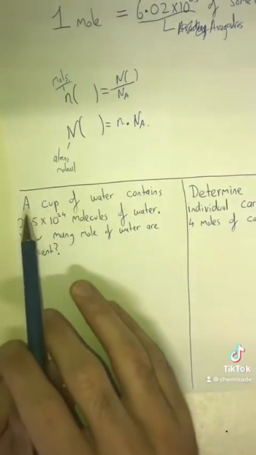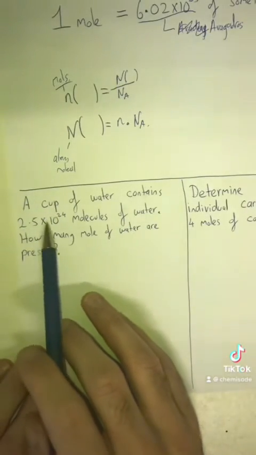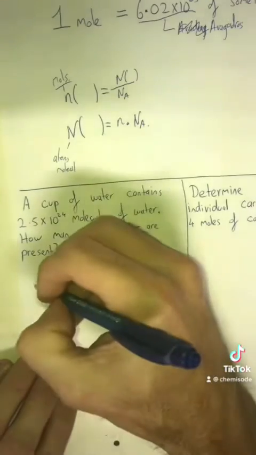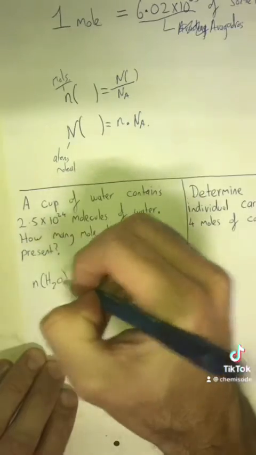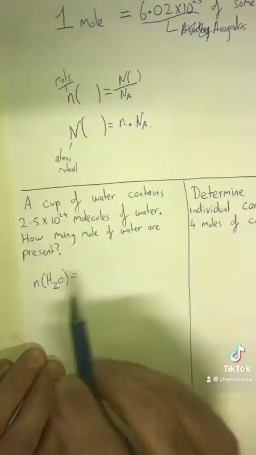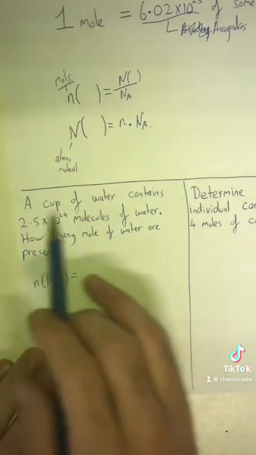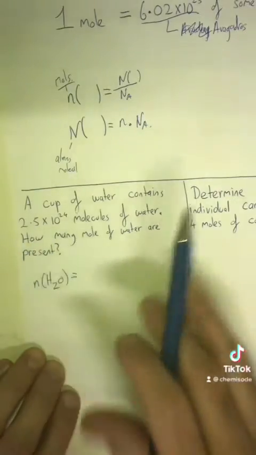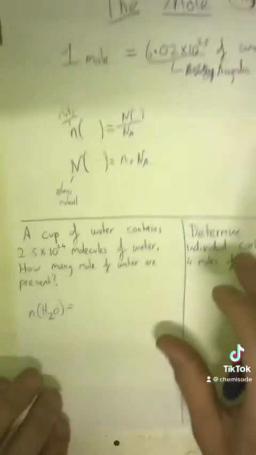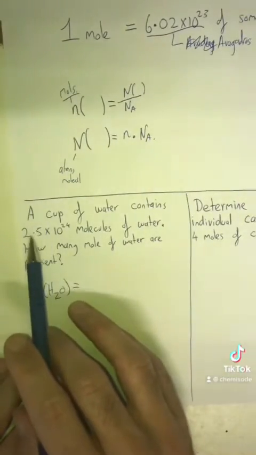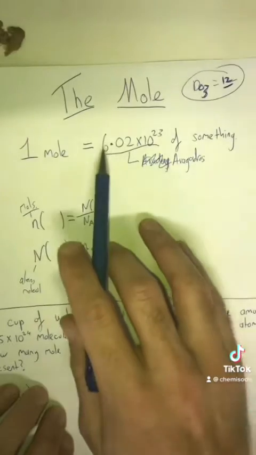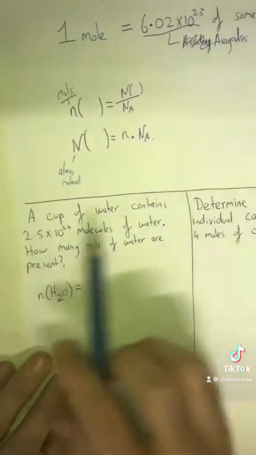So the first question here is: a cup of water contains 2.5 times 10 to the power of 24 molecules of water. How many mole of water are there? Well, if I want to know how many mole of water, I'll first of all write down little n of H2O, because I want number of moles of H2O. Now, obviously, this is however many individual molecules of water I have. What is a mole? A mole is 6.02 times 10 to the power of 23 of something. So therefore, I want to know how many times does 6.02 times 10 to the power of 23 go into this. So however many groups of 6.02 times 10 to the power of 23 I can get out of this.